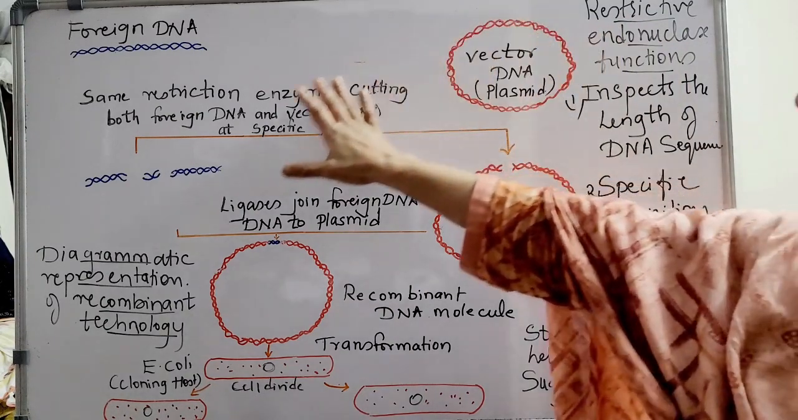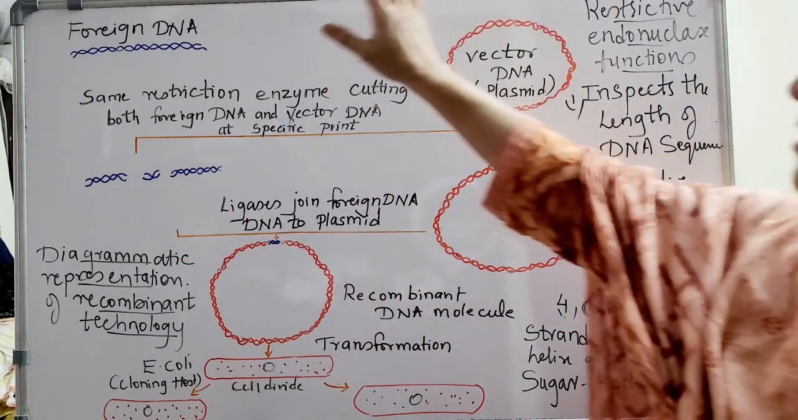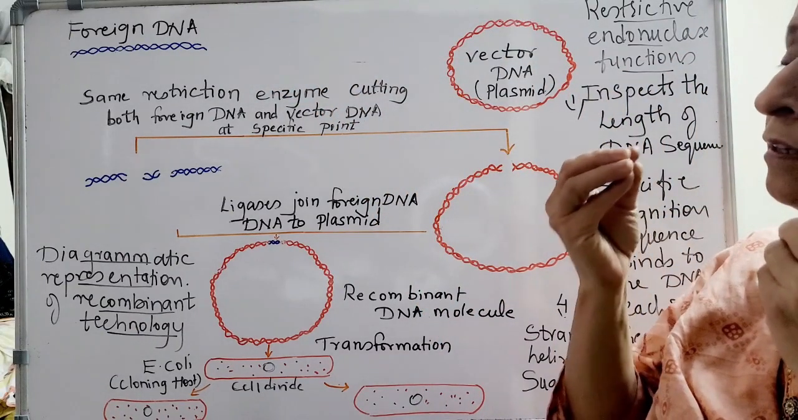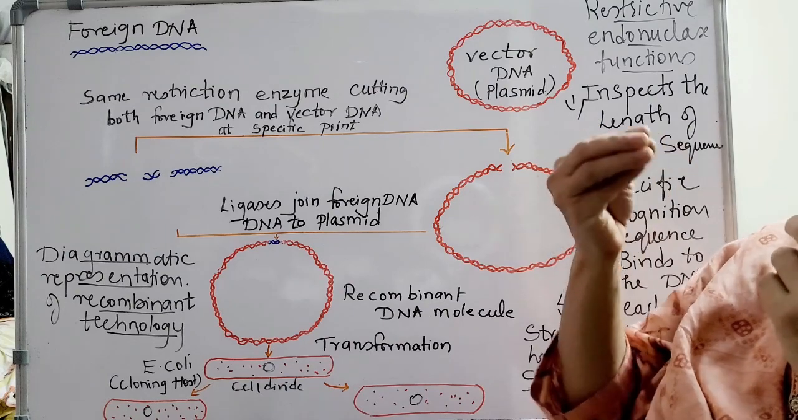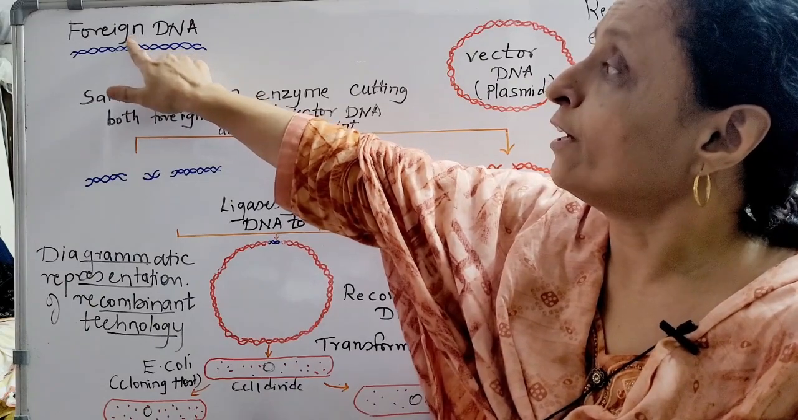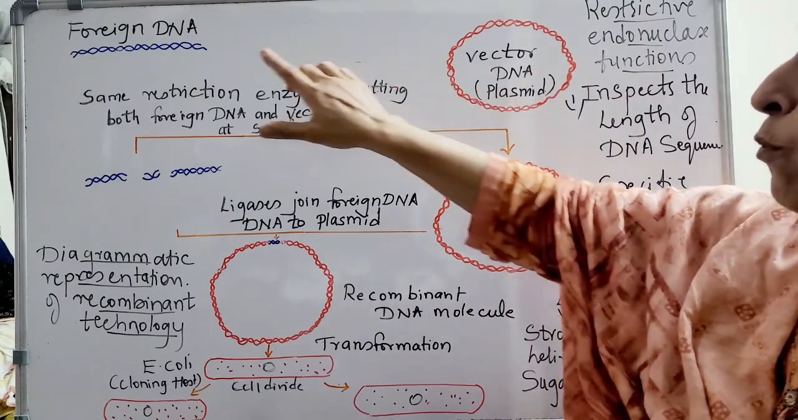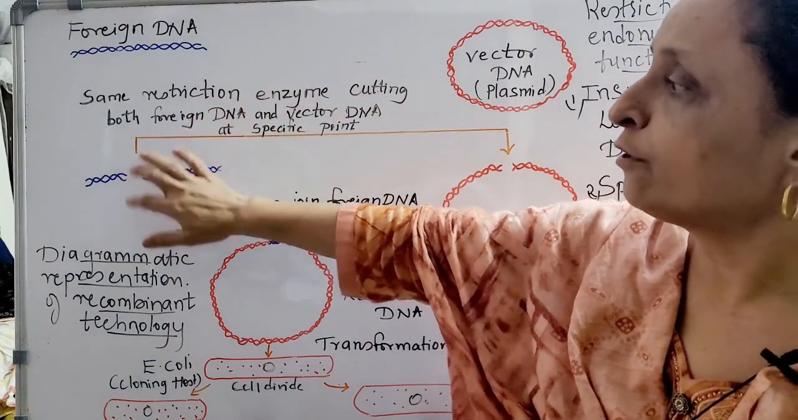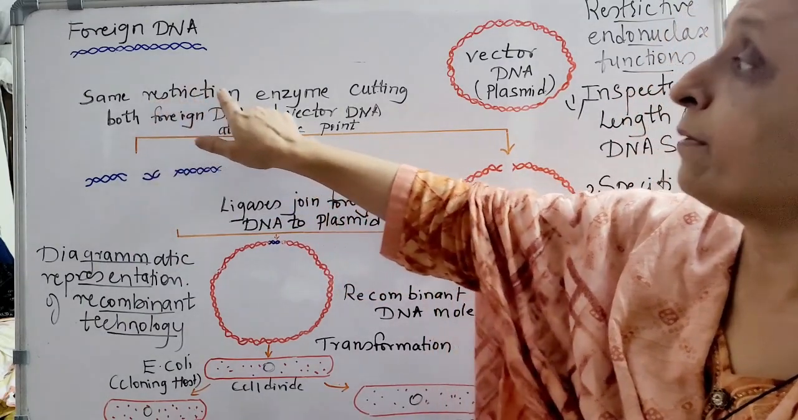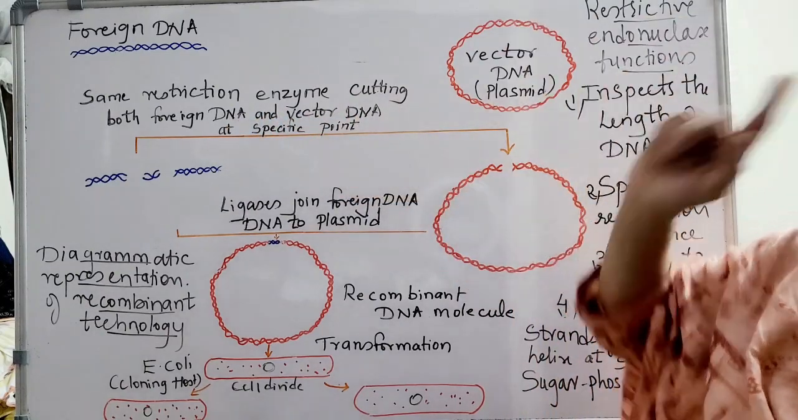Now, this is the diagrammatic representation of recombinant technology. So, here's a foreign DNA, the DNA which has got a specific function of producing protein, hormone, whatever. We want some part of this foreign DNA to be multiplied. So we are going to give a cut to this DNA with the restriction enzyme. The same restriction enzyme cuts both the foreign DNA and the vector DNA at specific points.